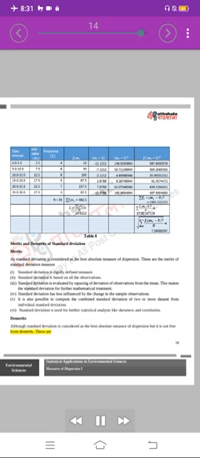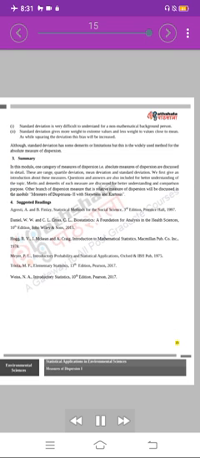These are: standard deviation is very difficult to understand for a person with a non-mathematical background. Standard deviation gives more weight to extreme values and less weight to values close to the mean, as squaring the deviations increases this bias. Although standard deviation has some demerits or limitations, it is the widely used method for the absolute measure of dispersion.